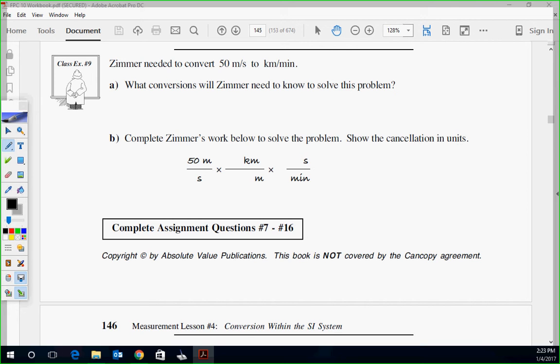What conversions does he have to know? He has to know how many meters are in a kilometer. Yeah. How many seconds are in a minute. Okay, but you have to know that. And then we're going to set it up. So here's the initial, 50 meters per 1 second. Kilometers, how many kilometers in a meter? So 1 kilometer, 1,000 meters. How many seconds in a minute? There's your setup.